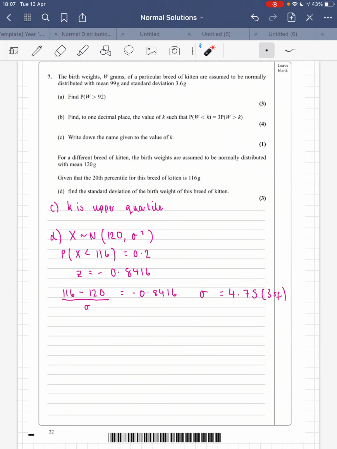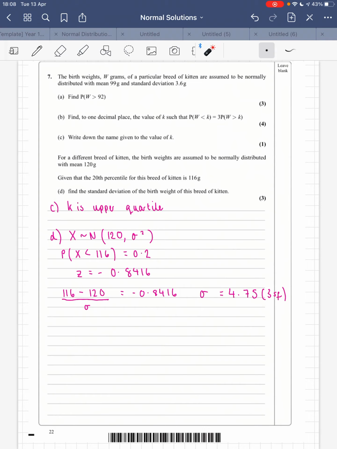And again, I have to use the code to work out what the standard deviation is. So my value of X was 116. I subtracted the mean, 120, divided by standard deviation, and that gave me a Z value of negative 0.8416. Rearrange that, solve it, find what sigma is, and the standard deviation is 4.75 to 3 significant figures. And that's it.